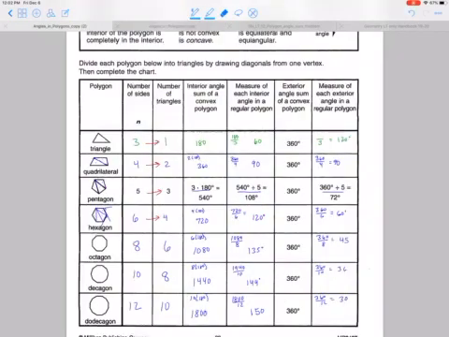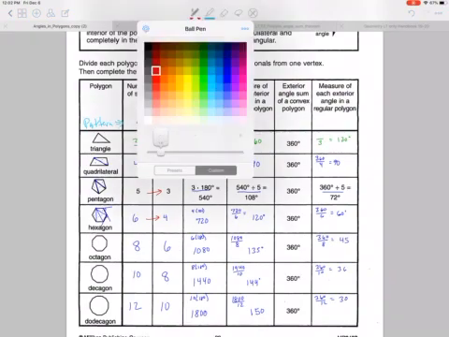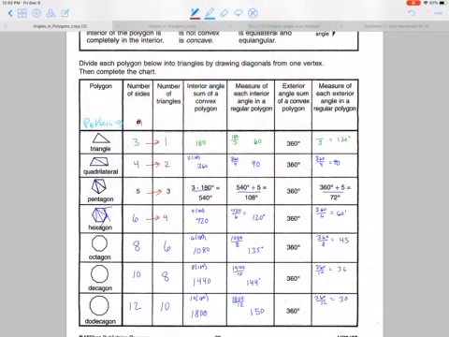Okay, now that you finished it, you have all of these values. Let's look at a pattern up here at the top. A pattern is if I have an n-sided figure, n number of sides, how many triangles do you get? Well, what did you notice? 3 to 1, 4 to 2, 5 to 3, 6 to 4. What did we do all the way down? We did n minus 2.